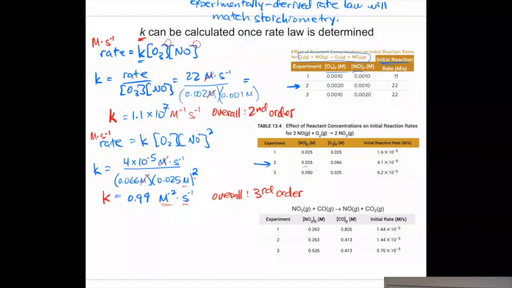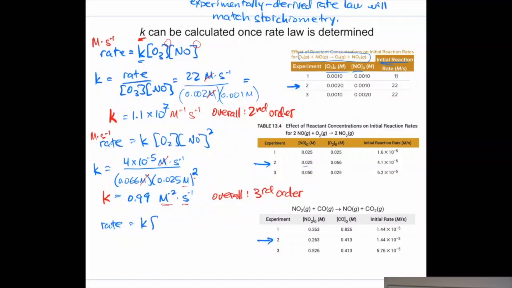You guys do it. What's K for this last one? I'll just tell you, go ahead and use this data. Oh, I have to tell you what the rate law was so you don't look it up. So the rate law for this last one was zero order for carbon monoxide and second order for NO2.